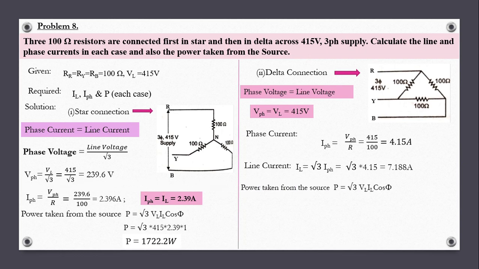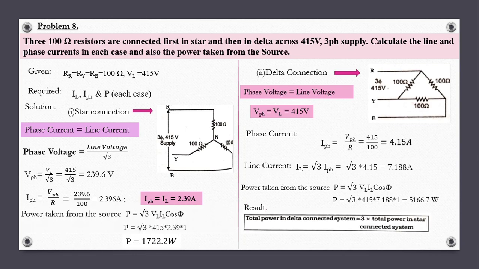Power taken from the source P is equal to the same formula root 3 VL IL cos phi. Here VL is equal to 415, IL is equal to 7.188 and the value of cos phi is 1. Finally you are getting the value of 5166.7 watts.